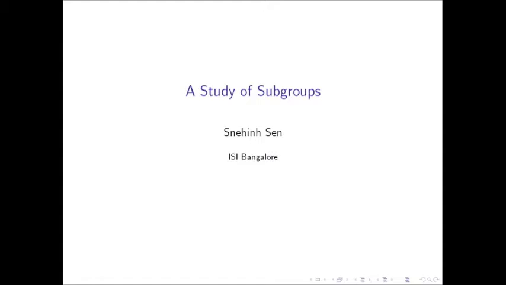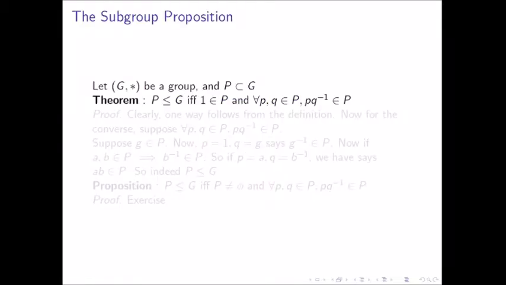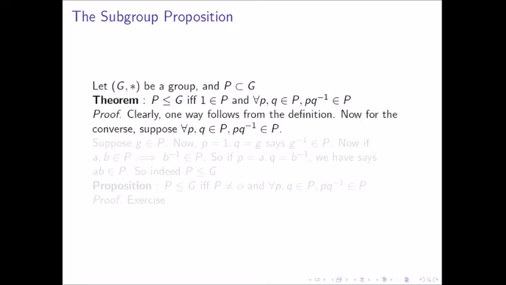containing an element. So now let's look at the subgroup proposition, or an equivalent condition for a subset to be a subgroup. Let P be a subset of a group G, then P is a subgroup of G if and only if P contains the identity and for all p, q belonging to P, pq inverse is an element of P. So let's prove it.